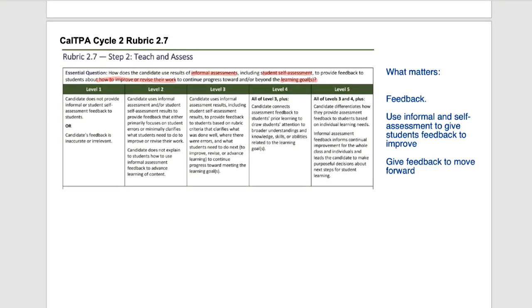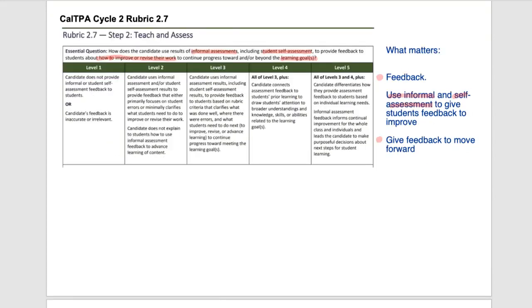So what matters here? Feedback. And you want to be using both the informal assessment and self-assessment that you've given your students to give students the feedback. So it's the results from those things. What matters a lot in this particular rubric is how you use your own rubrics for informal and self-assessment to build the feedback. All right? And the whole point is to give students feedback so you're moving them towards the learning goals that you've set out. Let's continue to level 3, the base level.